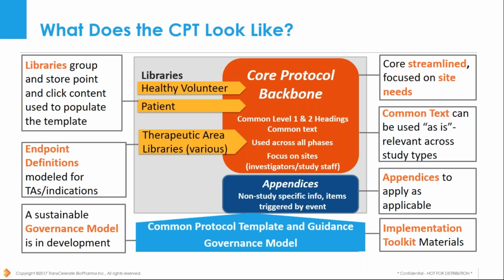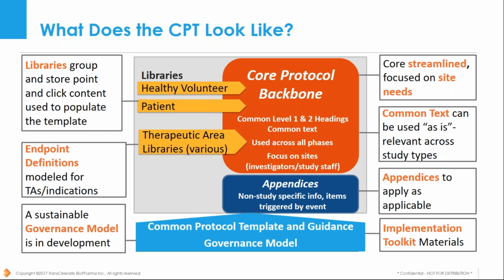The CPT is really built on 3 main components. The first component being that of the core protocol backbone. And that's the text that you see here in dark orange, where the backbone is built upon common level 1 and level 2 headings and also contains common text. The intent of using this shell is that we can focus on our sites and investigators so that they see the same content regardless of whose company's protocol they're reviewing.